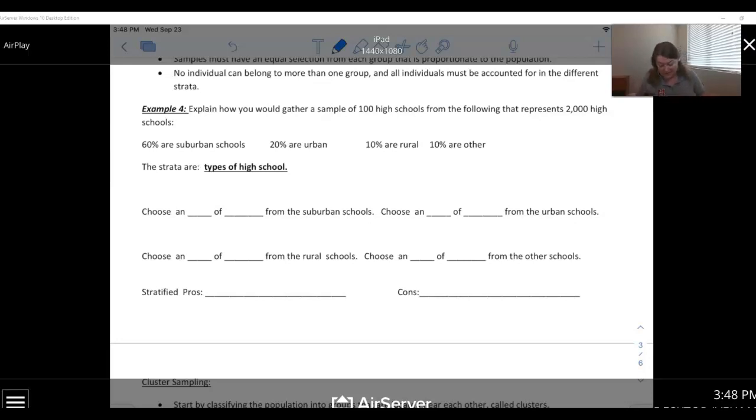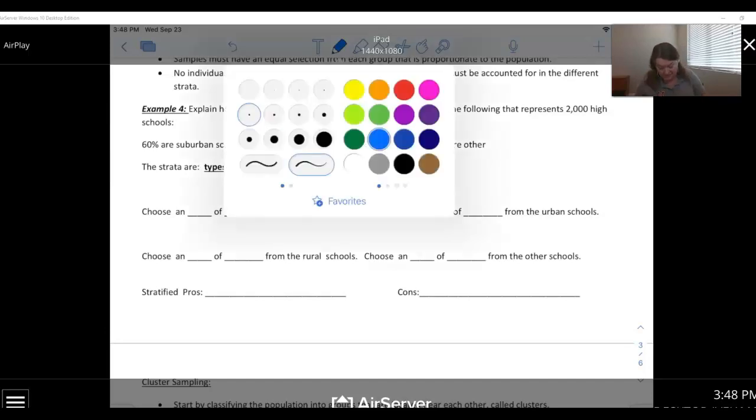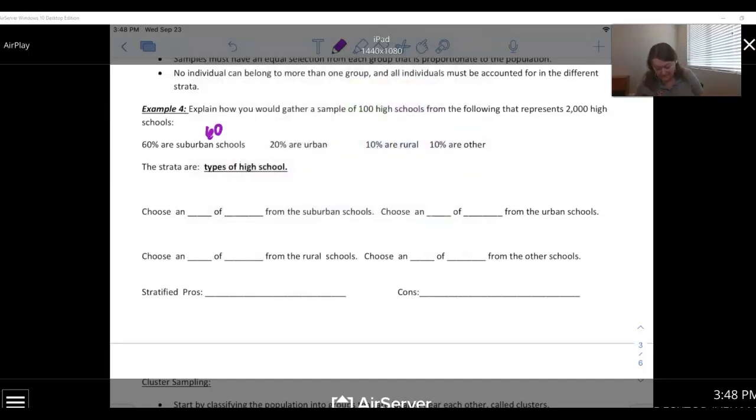Well, based on strata, I need to make sure that I pick 60 from the suburban school, 20 from the urban school, 10 from the rural school, 10 from others, so that I get a sample of 100, but that they're equally represented. Okay, so it says choose a blank of blank from the suburban school. So I think what they're looking for me to say is choose an SRS of 60 from the suburban schools. Now remember, the suburban schools is one of the strata. Okay, so once I have them grouped out, then I take a simple random sample from them.